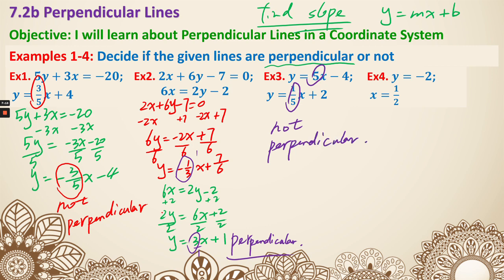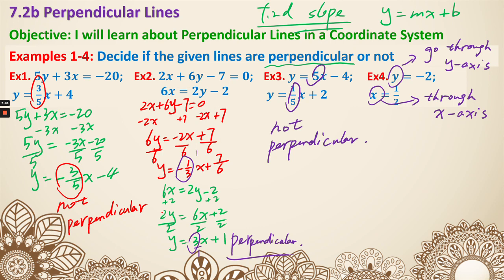Next, example 4. These are two special lines. If you don't quite remember, when it's y equals, that means it's going through the y-axis. And when it's x equals, that means it is going through the x-axis.